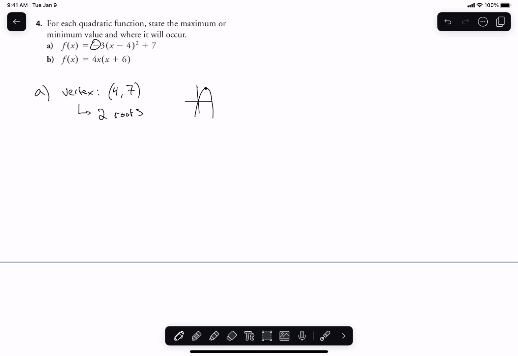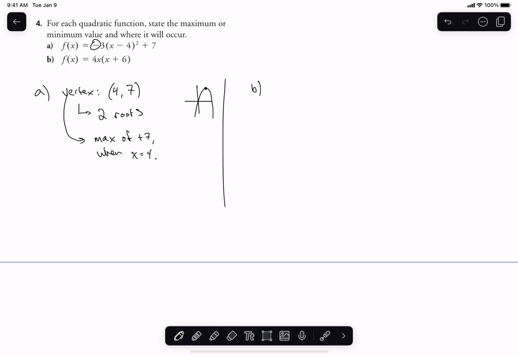The other piece of this: state the maximum or minimum value and when it will occur. So what we're going to do is take our vertex and write it in words, right? We're just going to say there's a maximum, and I know that because the parabola is opening down. There's a maximum of positive 7 when x is equal to 4. Okay, so that's question A.